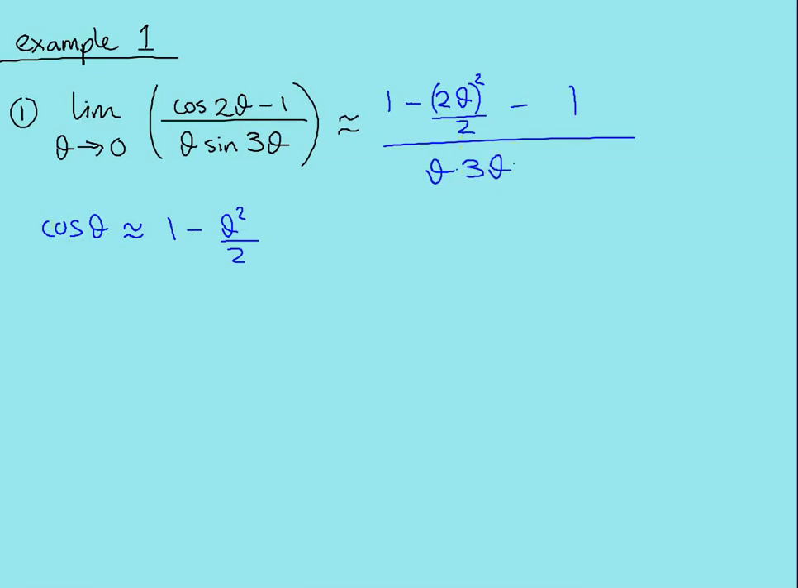So if we tidy this up, the 1 take away 1, that's going to go. What do we have here? We've got minus 2 theta times 2 theta, that's going to be 4 theta squared, but then we're halving it, so we're going to get 2 theta squared. Theta times 3 theta, like x times 3x, is going to be 3 theta squared. So this is approximately equal to, theta squareds are going to cancel, minus 2/3.